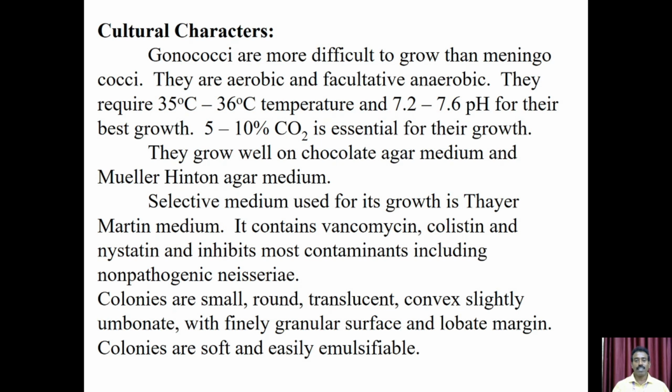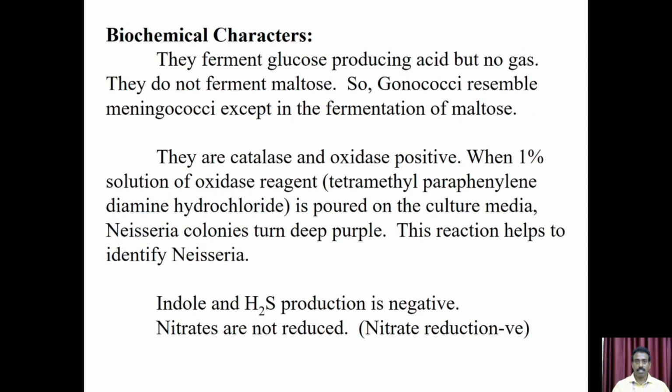The colonies are small, round, translucent, convex, slightly raised with a finely granular surface and lobate margin. The colonies are soft and easily emulsifiable. Biochemical characteristics. They ferment glucose producing acid but no gas. They do not ferment maltose. The gonococci resemble the meningococci except in the fermentation of maltose.